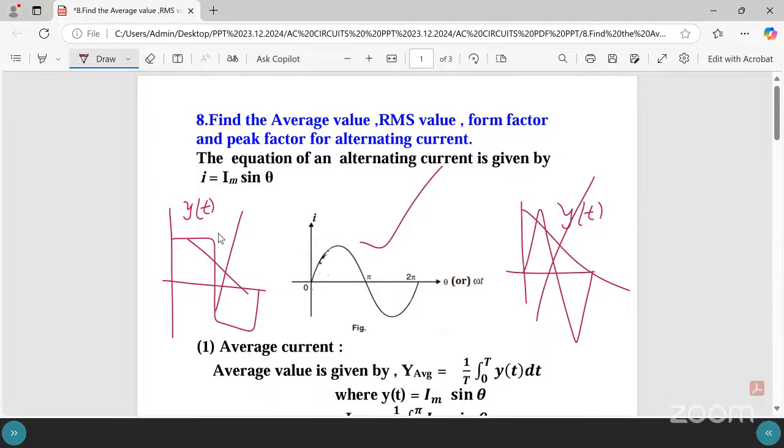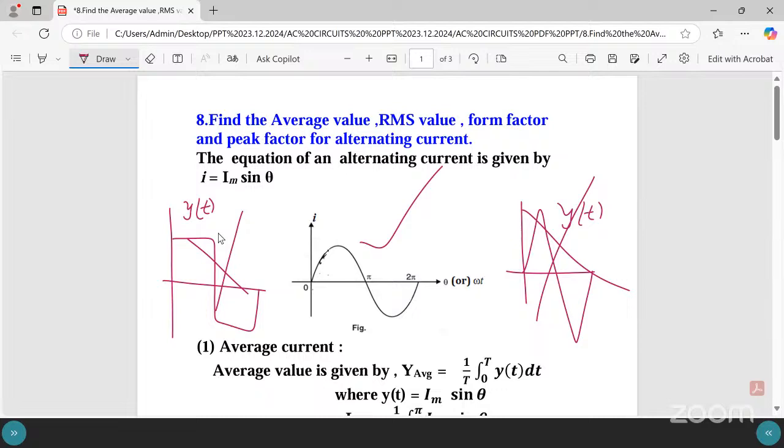In the syllabus, we don't have this kind of waveform. Only one waveform: alternating current, alternating voltage. Now find the average value, RMS value, form factor, peak factor for alternating current. What is the x-axis? Theta, omega t. What is the y-axis? Only current, because my discussion is alternating current. Now find all the values.